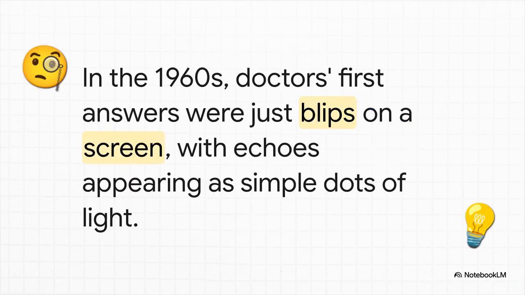In the very beginning, the answer they came up with was, well, pretty primitive. The earliest machines just showed these little dots of light or blips on a screen. Sure, you could get some basic measurements, but you were pretty much flying blind, just trying to guess what these abstract dots even meant. It wasn't really a picture at all.